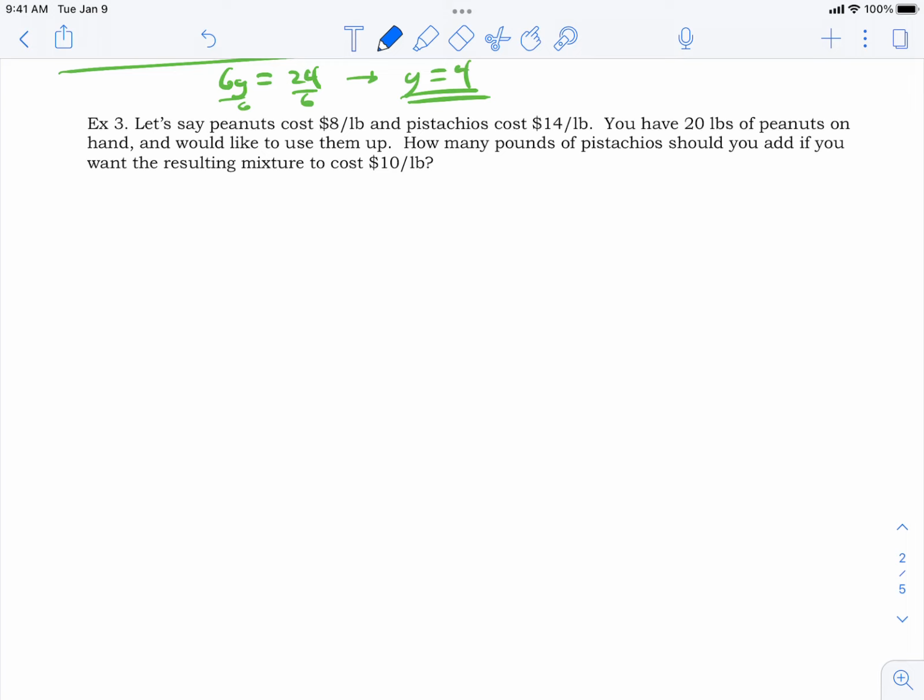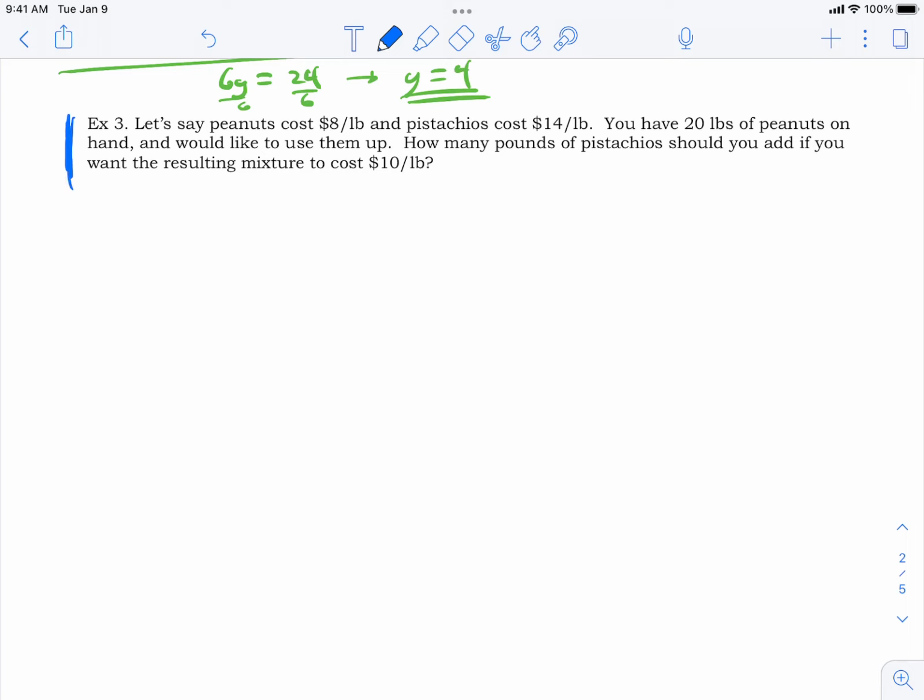This one's a little different. Let's see. Peanuts, $8 a pound. Okay, that's the same. 20 pounds of peanuts on hand. You'd like to use them up. How many? I guess this isn't that different. This reminds me a lot of our very first problem. And besides, you need to learn to be fearless. You see a problem, what you do is you say, I don't care if it looks weird.